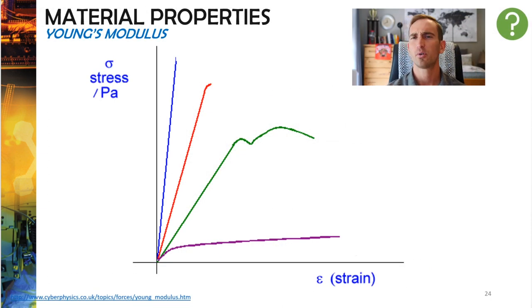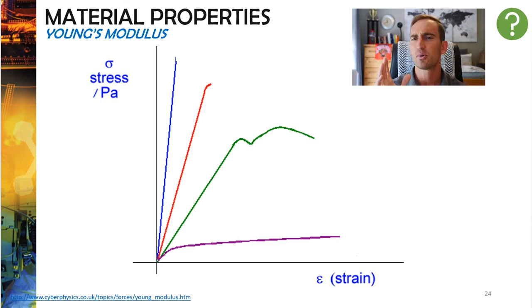Now let's do an example here where we look at four different materials, one in blue, one in red, one in green, and one in purple. Or maybe that's violet or mauve, I'm not sure. What we can do is think through this idea of Young's modulus, that it's explaining how stiff a material is. If it's a very high value of Young's modulus, we know that the material is stiff. If it's very low, we know that it's very stretchy. And we know that Young's modulus is the slope of the stress strain graph.